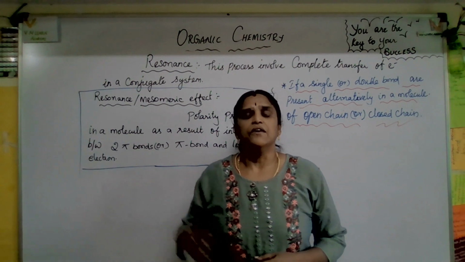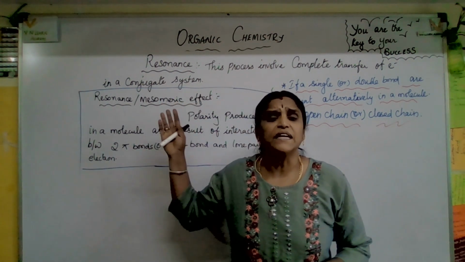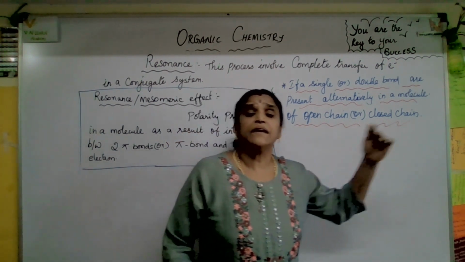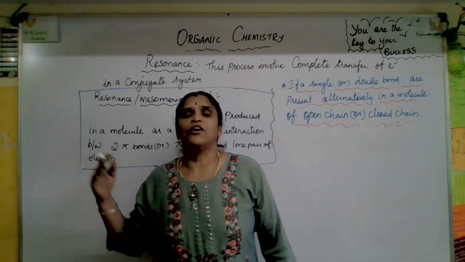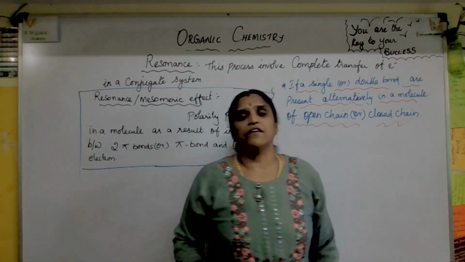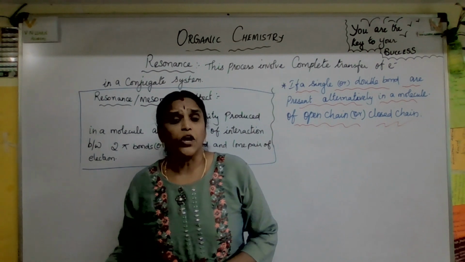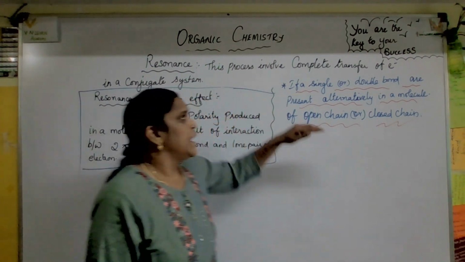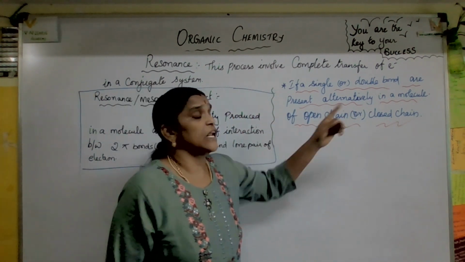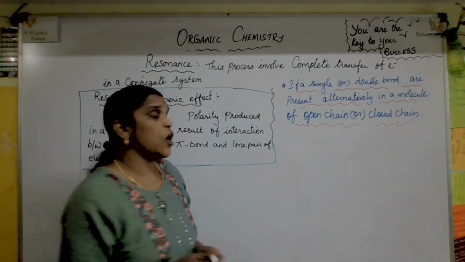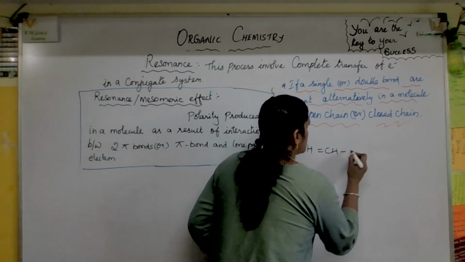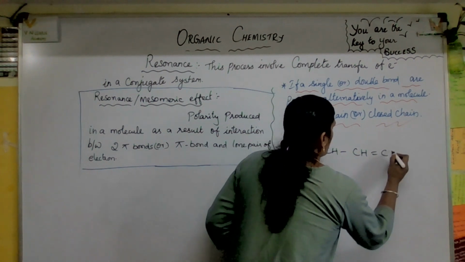First and foremost, resonance effect is the process which involves a complete transfer of electrons in a conjugated system. Please note the point: complete transfer of electrons in a conjugated system. What do we mean by a conjugated system? If single and double bonds are present alternately in a molecule, for example, CH double bond CH, single bond CH, double bond CH.